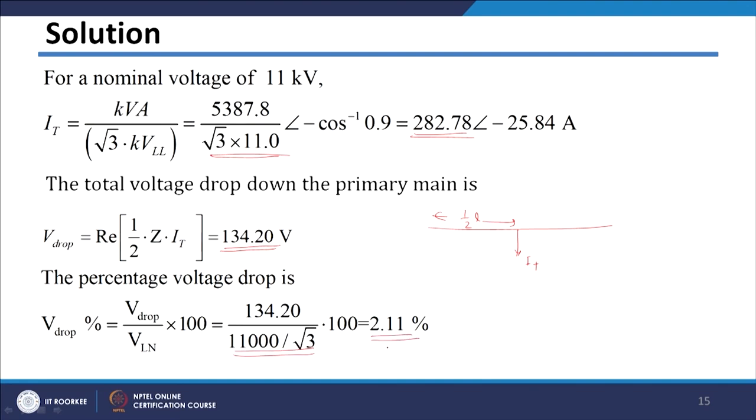2.11. So you can see here, when I am using 11 kV as a nominal voltage for this particular feeder, my voltage drop till the end of the feeder is coming out to be 2.11%, which is actually within the limit, because our limit is plus minus 3%. So it is within the limit. So for this particular configuration, we can use 11 kV instead of 4.16 if it is supplying this high value of load, which is 5387.8 kVA. So this is just application of whatever theory which we have seen.